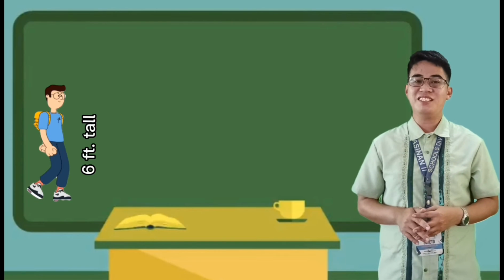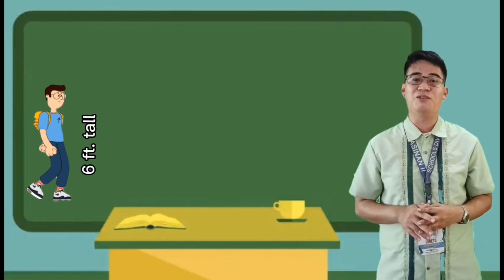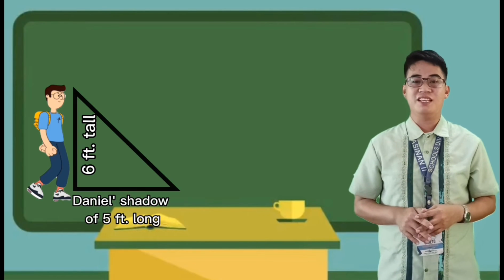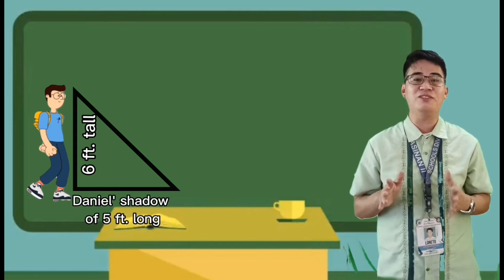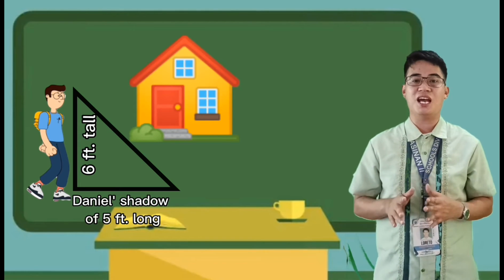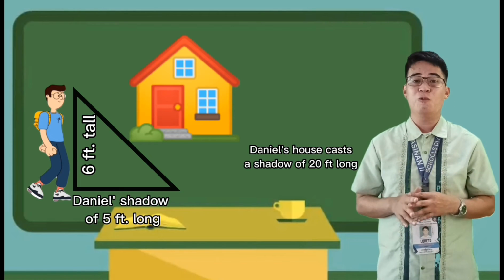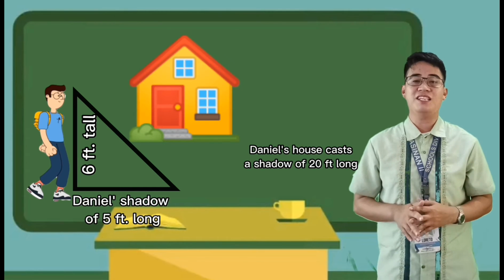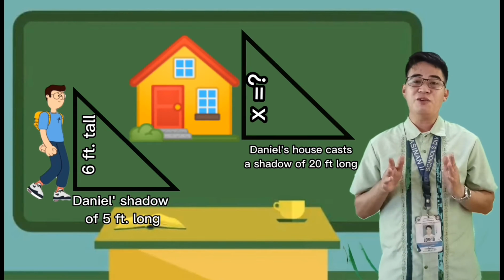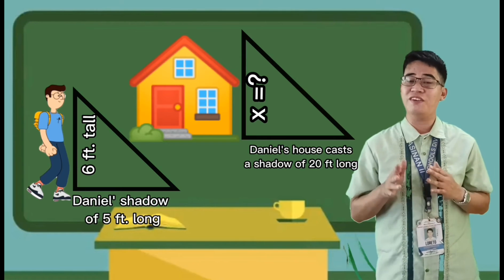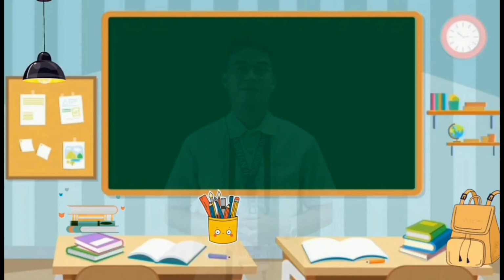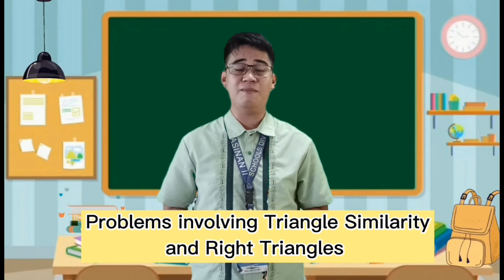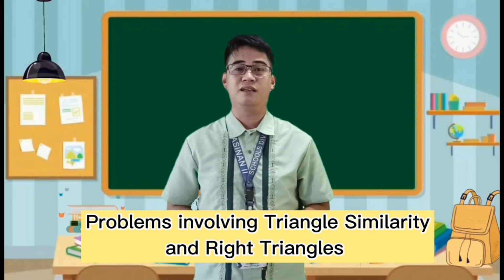Before we start, I have a friend named Daniel. He is 6 feet tall and he casts a shadow that is 5 feet long. Since Daniel enjoys exploring around his environment, he measured the shadow cast by his house, which is 20 feet long. Now, he is curious what is the height of his house. Can you help my friend Daniel to find the height of his house? We will help Daniel as we discuss the problems involving triangle similarity and right triangles.